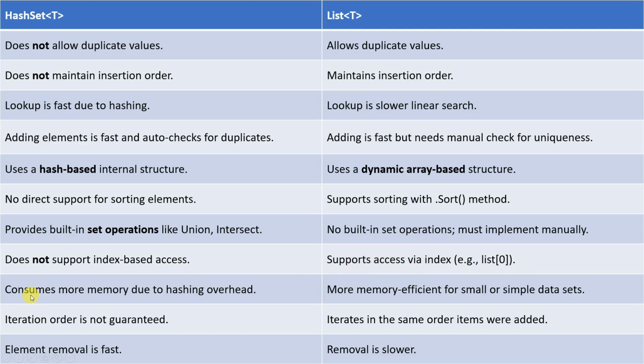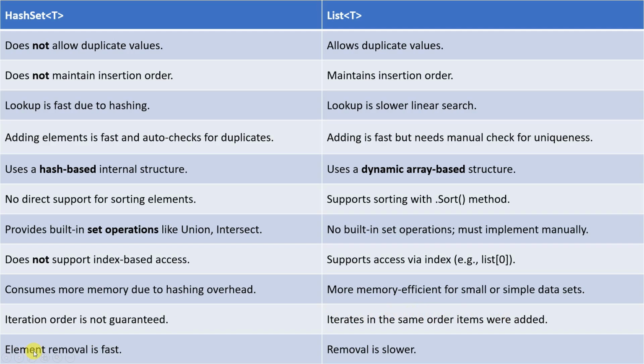The next difference is HashSet consumes more memory due to hashing overhead, whereas in case of the list, it is more memory efficient for small and simple datasets. In case of the HashSet, iteration order is not guaranteed, whereas in case of the list, we can iterate the elements in the same order in which they are added.